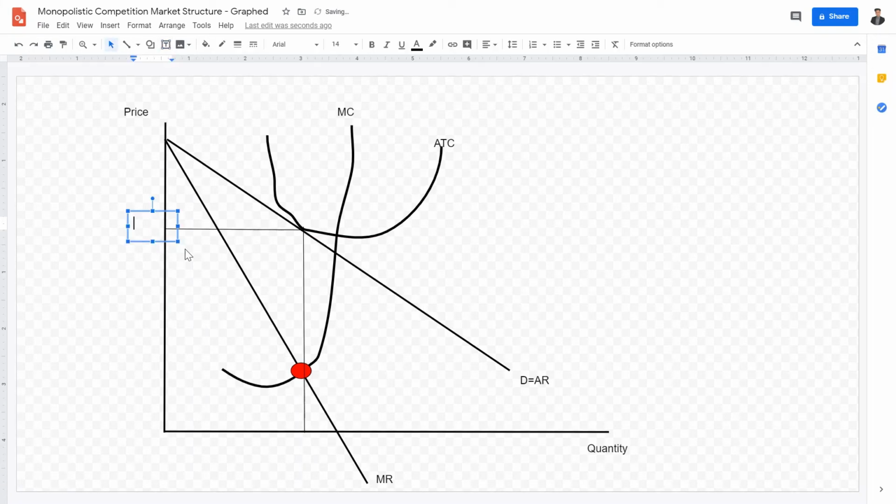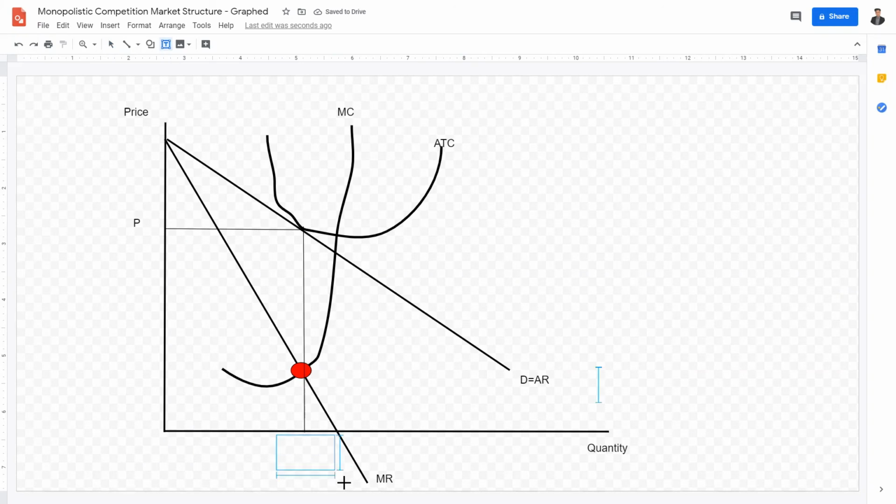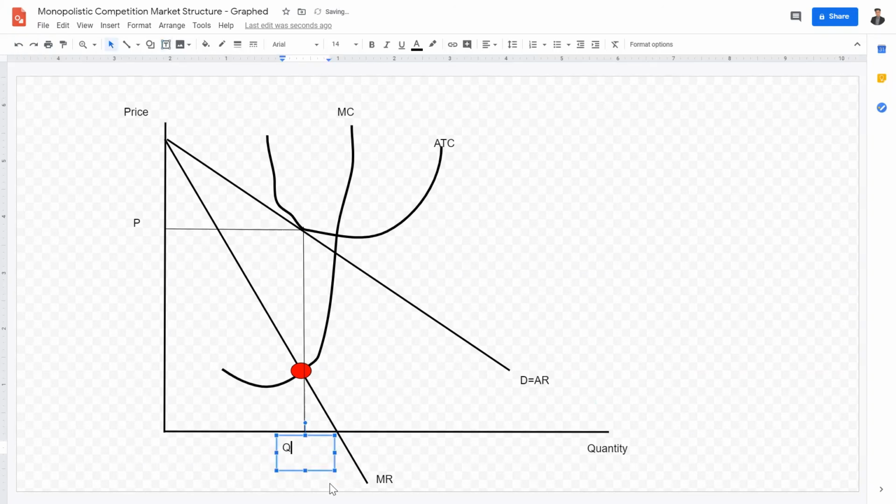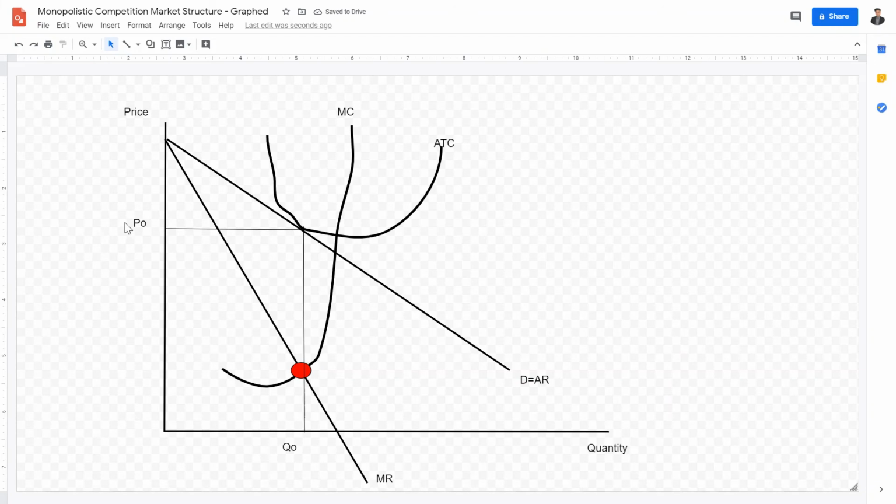First things first, this tells us the price. I'm going to call this P. It also tells us the quantity. So this is the optimum production quantity, and this is the optimum price charged. So the PO and the QO: price optimum and quantity optimum. It is produced at this point at which profit maximization has occurred.